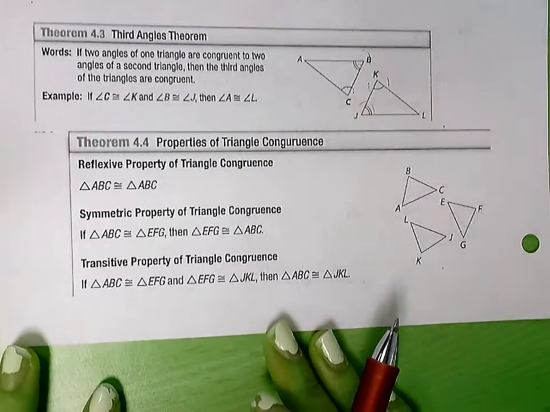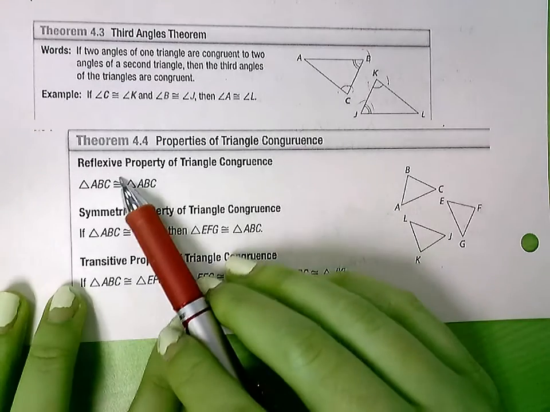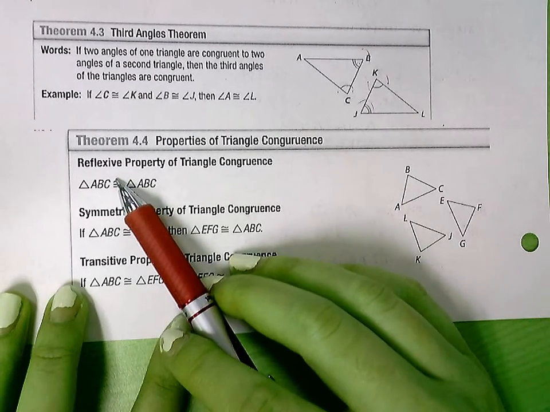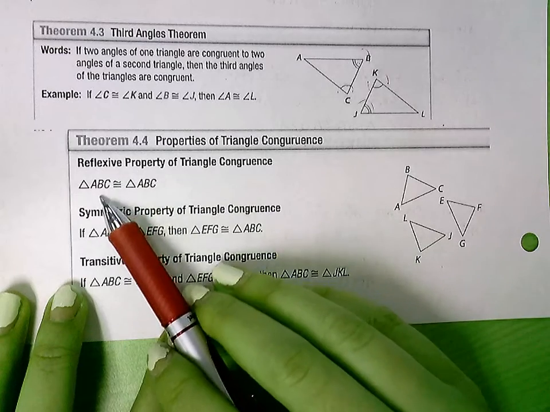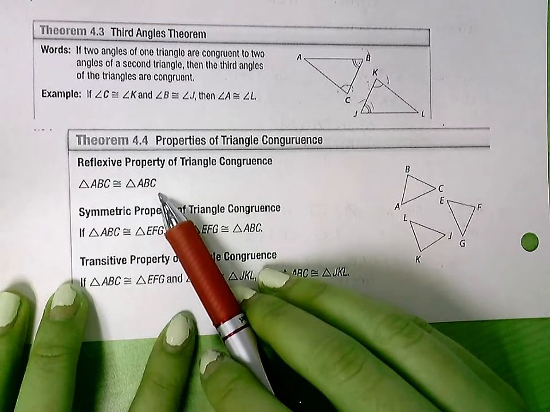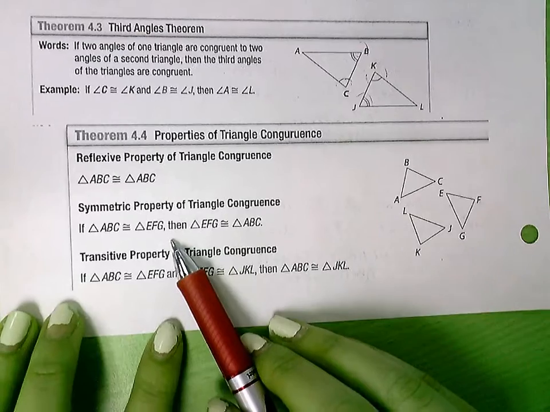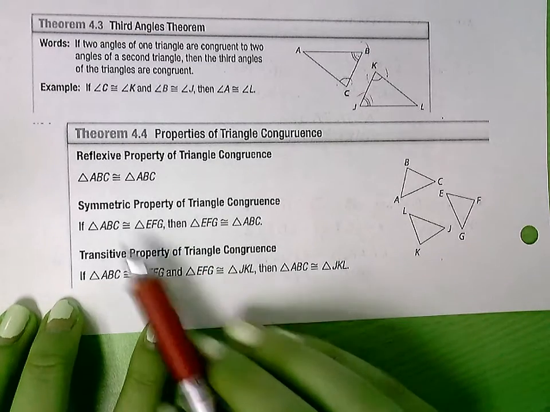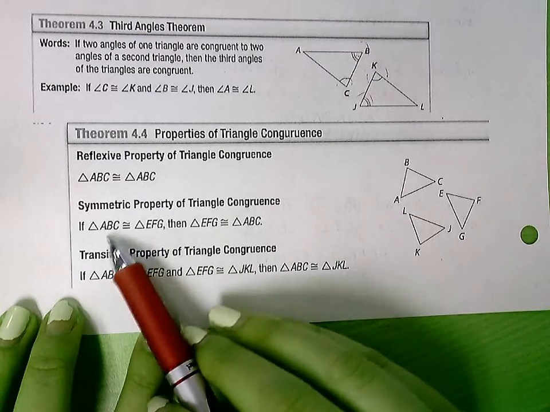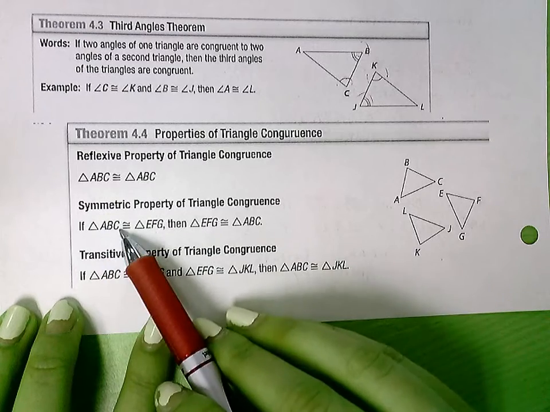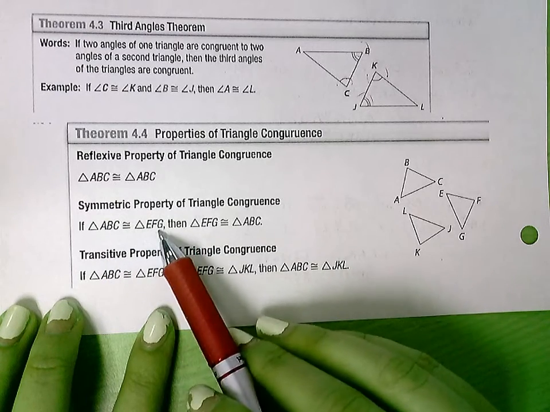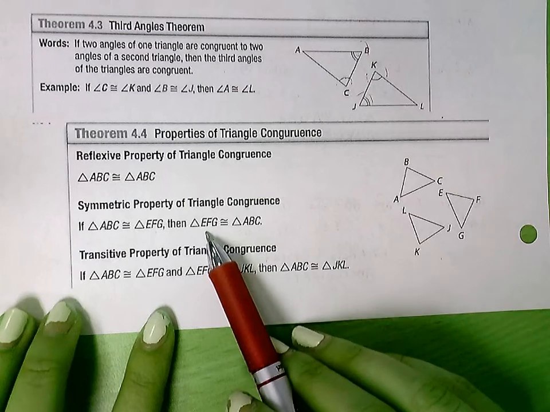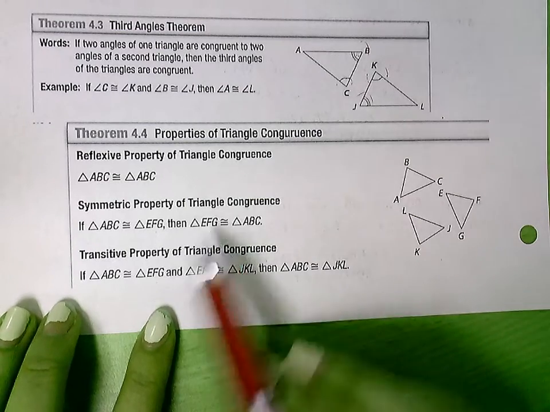My properties at the bottom. With triangles, we can also have a reflexive property just like we did before. That's stating that a triangle is congruent to itself. We also have the symmetric property. That's where we flip. Triangle ABC congruent to triangle EFG, I can interchange that. That is the symmetric property.